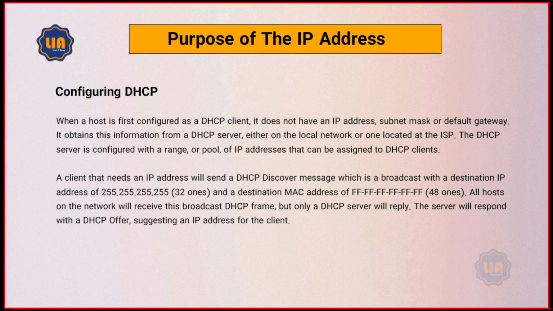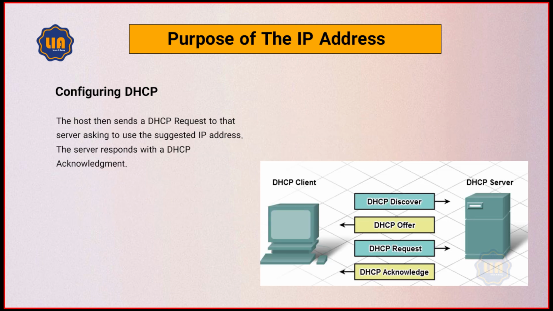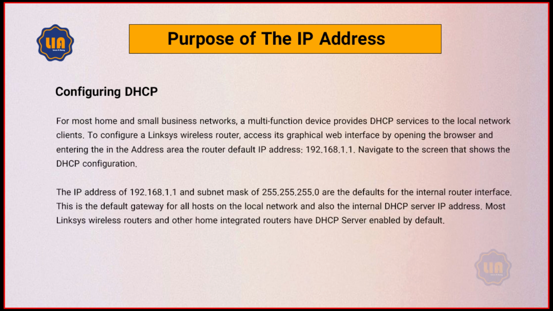The server will respond with a DHCP offer, suggesting an IP address for the client. The host then sends a DHCP request to that server asking to use the suggested IP address. The server responds with a DHCP acknowledgement. For most home and small business networks, a multi-function device provides DHCP services to the local network clients.